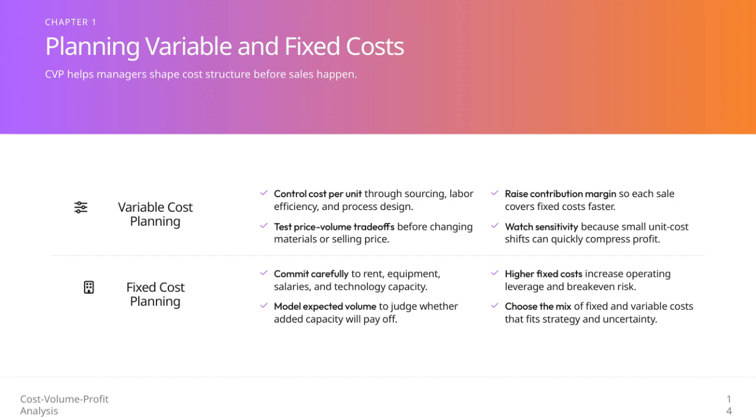When it comes to variable cost planning, the goal is to control the cost per unit. This can be achieved through smart sourcing, improving labor efficiency, and designing efficient processes. By doing this, we can raise the contribution margin, meaning each sale contributes more quickly to covering fixed costs. It's also important to test price and volume trade-offs carefully before making changes to materials or selling prices, since even small shifts in unit costs can significantly squeeze profits.